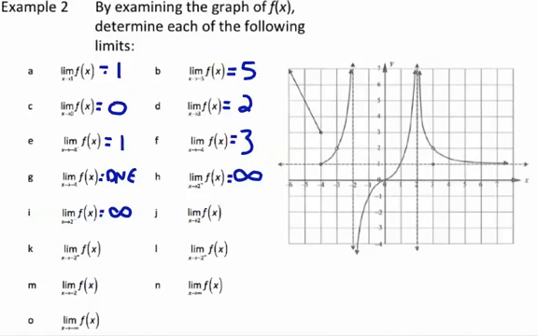J, now we just have x approaching 2, so we need to come in from both sides, the left and the right. And we can see as we come in from both sides, the function approaches infinity from both the left and the right. So as x approaches 2, that limit is infinity.